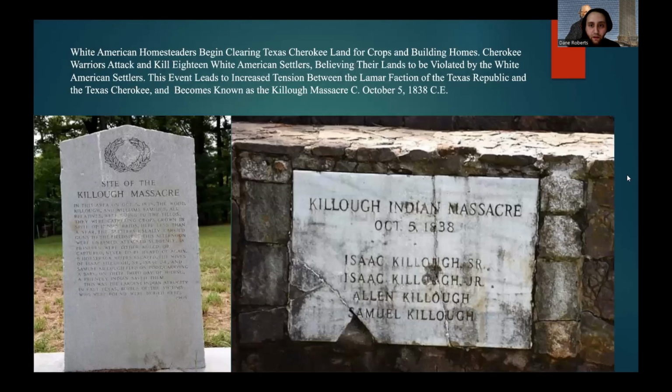Then, on October 5th, 1838 CE, white American homesteaders would begin clearing Texas Cherokee land for crops and building homes. Cherokee warriors would then attack and kill 18 white American settlers, believing that their lands had been violated by the white American settlers, with this event leading to increased tension between the Lamar faction of the Texas Republic and the Texas Cherokee, and this event becoming known as the Kiowa Massacre.